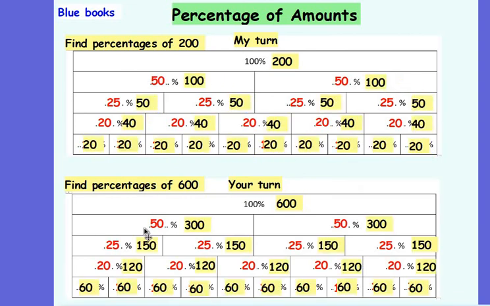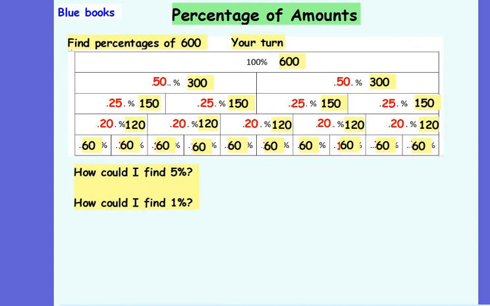And here are the answers for you. So 50%, we divided it by 2 to give me 300. Each of those 25% is worth 150. To find the 20%, we needed to divide it by 5, which gave us 120. To find 10%, we needed to divide it by 10, so each of those was worth 60.